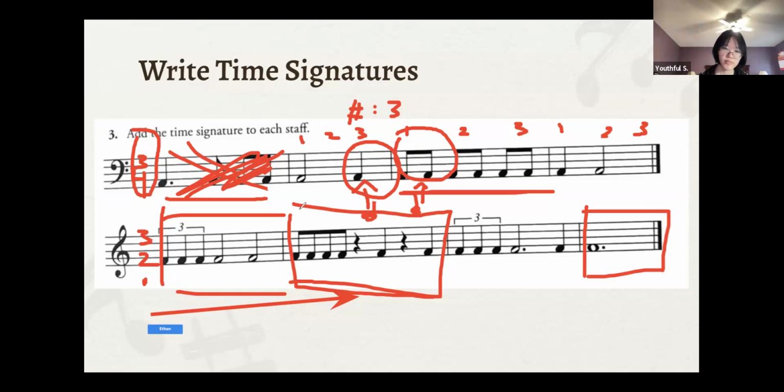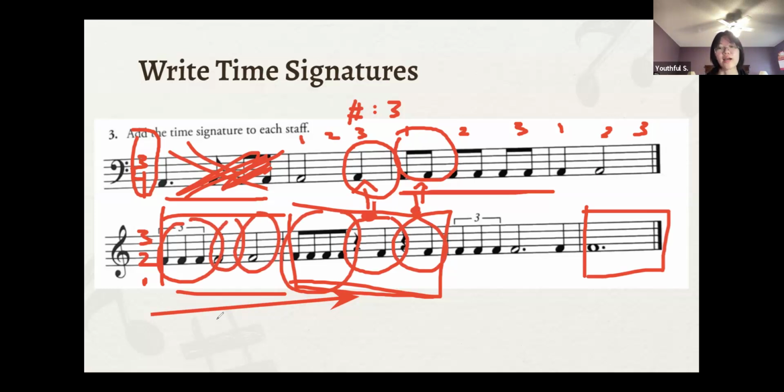If you look at this, there's also 3 general groupings, and then this is also 3 groupings. So from that you can tell that for the number of beats, it would be 3, since you have 1, 2, 3, and then 1, 2, 3. And then for the type of note, you can look at any one of these. So look at this.